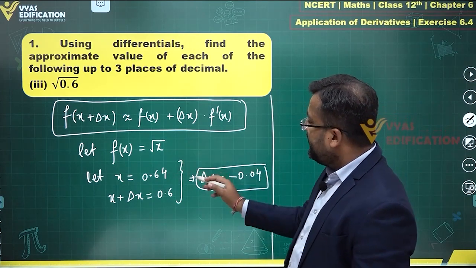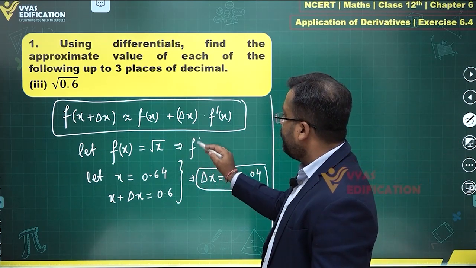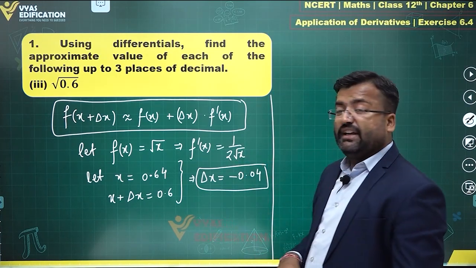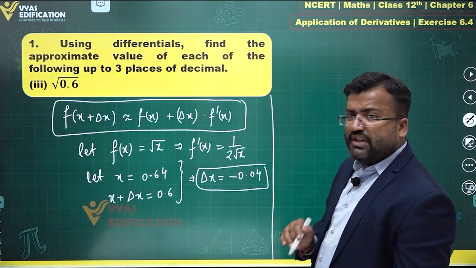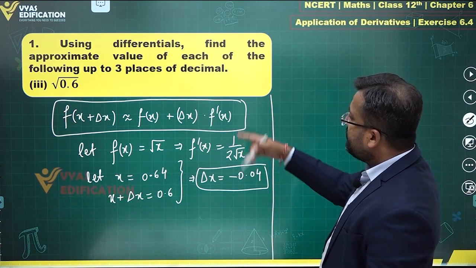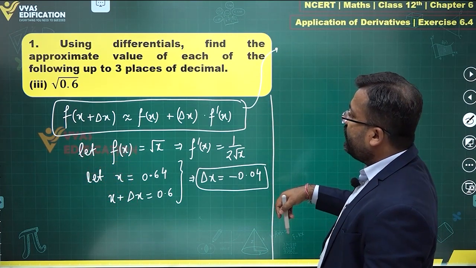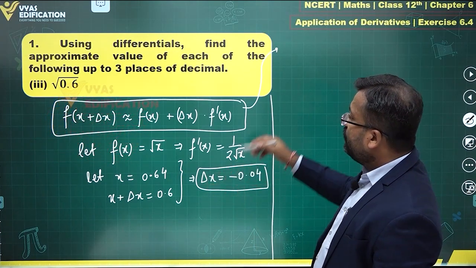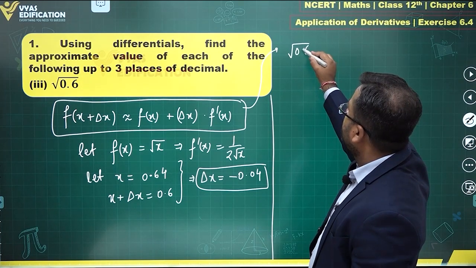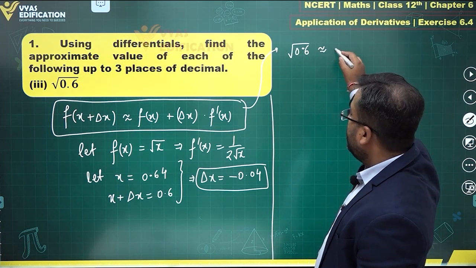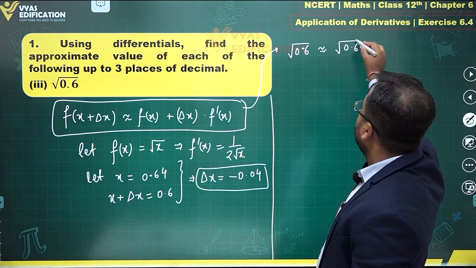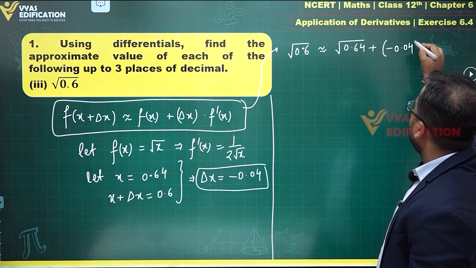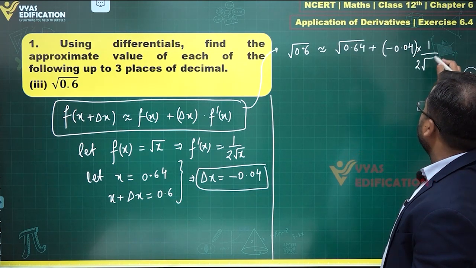Right. So we identify this, and we also need to find f prime x. What is that? 1 upon 2 square root of x is what we need. Once we identify these few things, the next thing is pretty simple. You simply substitute the values in this, and where does that take us? f of x plus delta x, the square root of 0.6, is approximately equal to the square root of 0.64 plus delta x, which is minus 0.04, times 1 upon 2 root x.